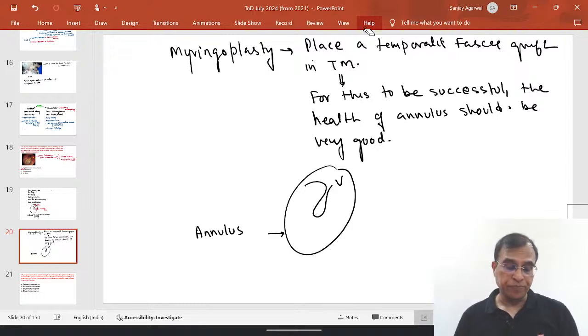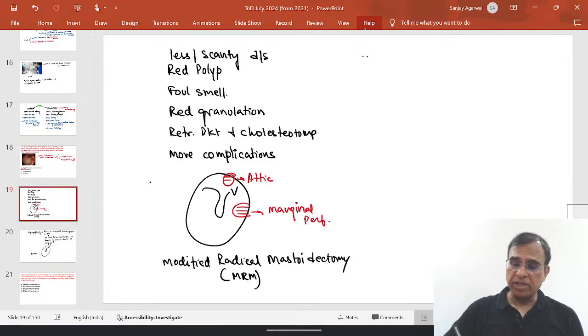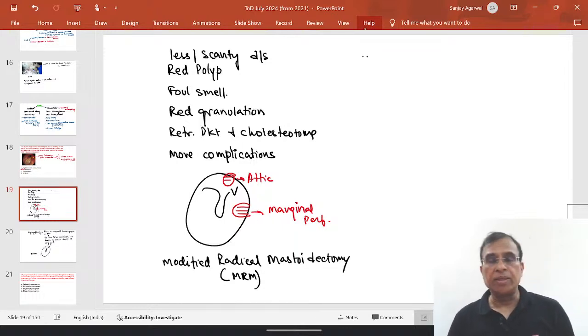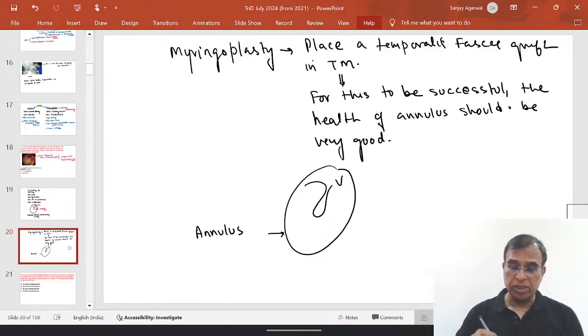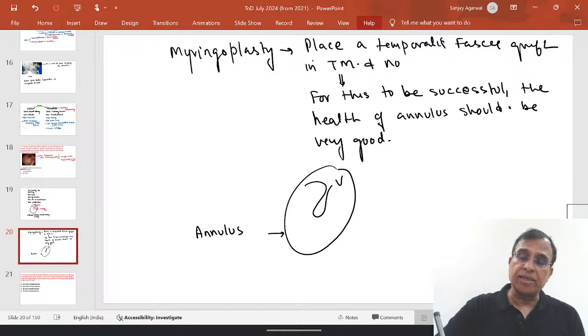And in unsafe CSOM, the annulus is not healthy, it is damaged. See, this annulus is affected in marginal perforation, the boundary is affected, and that's why if the annulus is affected, then the graft will simply not take up. Okay, that's why myringoplasty cannot be done in unsafe CSOM because the annulus is affected. And in myringoplasty, we place a graft on the tympanic membrane and nothing else is done in the middle ear.